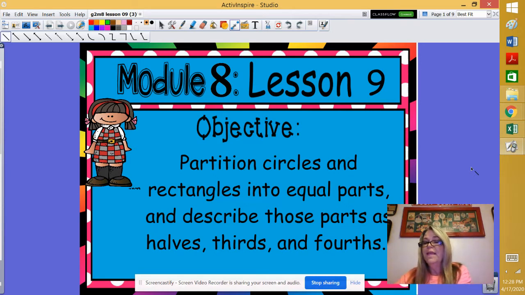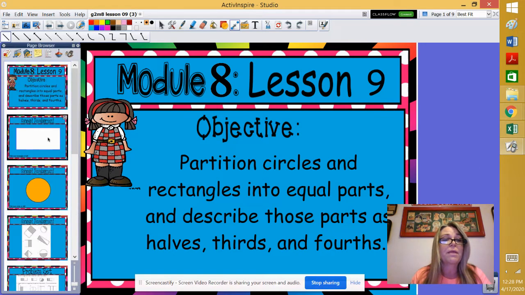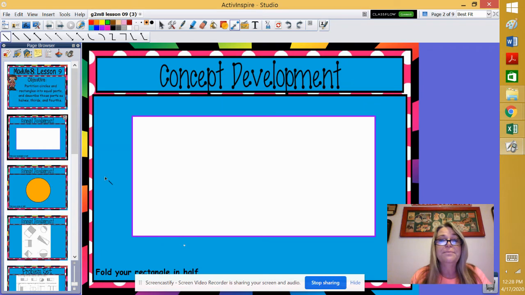But if I offered to share and give you half of my cookie and I separated our cookies like this, this is half. Okay? Half means equal parts. How many equal parts? 2 equal parts. Halves means 2 equal parts. The parts have to be equal or they're not halves. So let's look at a rectangle.